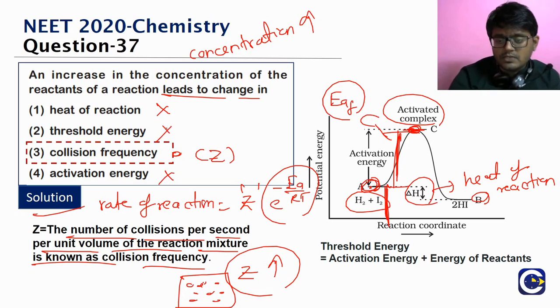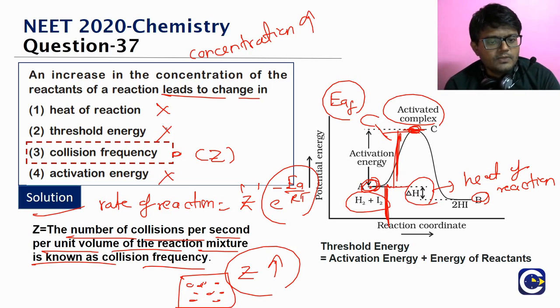As per the collision theory, the collision frequency is multiplied by the fraction of molecules that possess the threshold energy, which is e to the power of minus EA by RT. That will be leading to collisions. This is the basic idea of the collision theory. So the correct answer for this will be the collision frequency part.